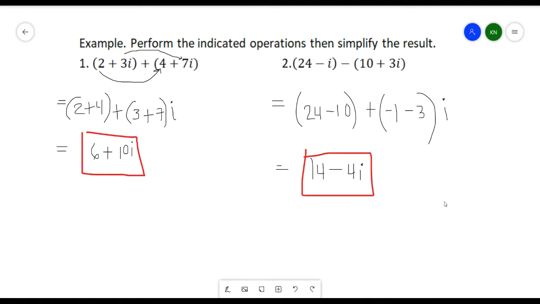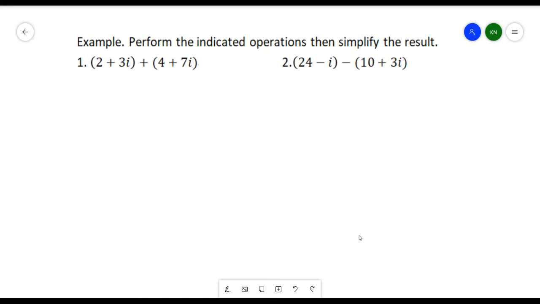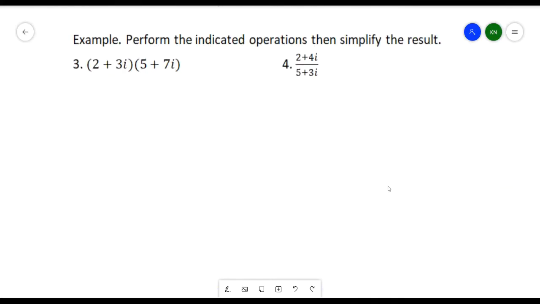Now we will be moving on to the discussion of the multiplication of complex numbers and division of complex numbers. We have here: perform the indicated operations and then simplify. We have 2 plus 3i multiplied by 5 plus 7i. So basically just apply the FOIL method or distributive property.